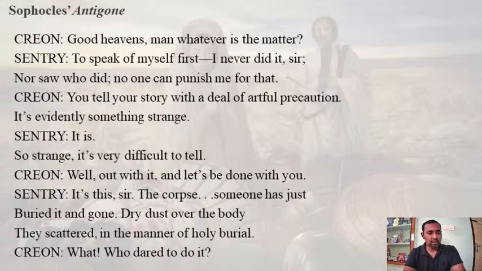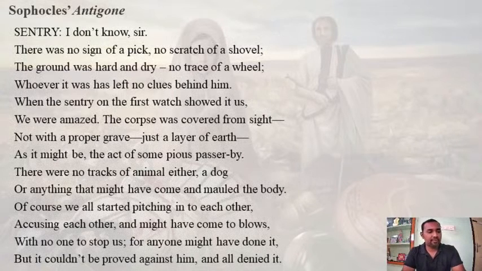Creon. What? Who dared to do it? Sentry. I don't know, sir. There was no sign of a pick, no scratch of a shovel. So there were no signs of any implements or tools. The ground was hard and dry. No trace of a wheel. Whoever it was has left no clues behind him.